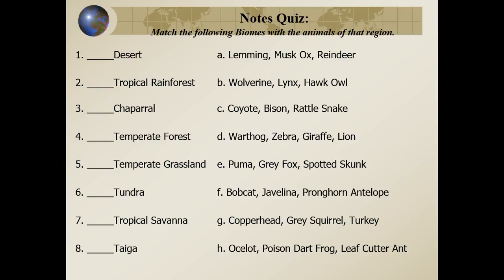And that's it. It says match the following biomes with the animals of that region. What I want you to do in your journal or notebook, I'm going to leave this up, is try to match A, B, C, D, E, F, G, H along with the number as well. All right, thank you.